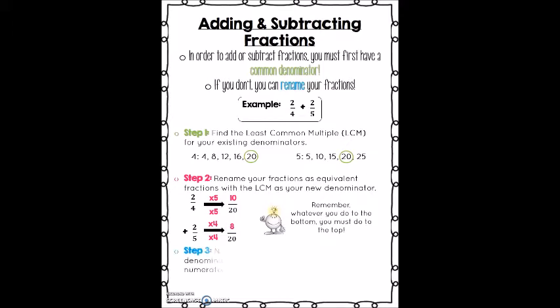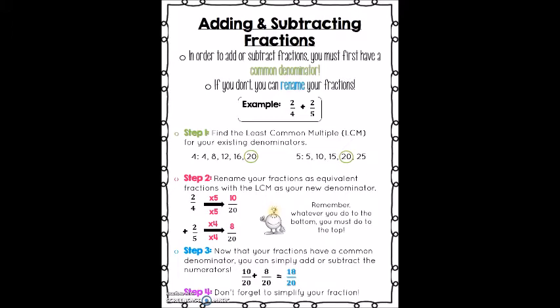So now that I have my equivalent fractions, I can simply add or subtract the numerators. So 10/20 plus 8/20 is equal to 18/20. Finally, the last step is we need to look at our sum or our difference and decide if we need to simplify our fraction. I know that 18 and 20 can both be divided by 2. So if I divide 18 by 2, I get 9, and 20 by 2, I get 10, which tells me that in simplest form, 18/20 could also be written as 9/10.